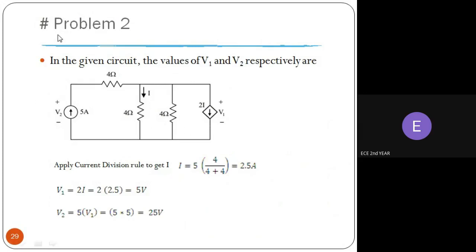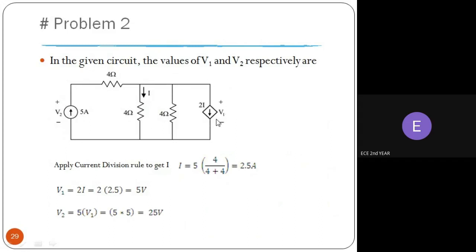for the given circuit, the values of V1 and V2 are respectively. So we need to calculate the value of V1 and V2. Concentrate on the circuit diagram. So 4 ohms, 4 ohms, 4 ohms: these are connected in parallel and this is connected in series. It is excited with a current source of 5 ampere.